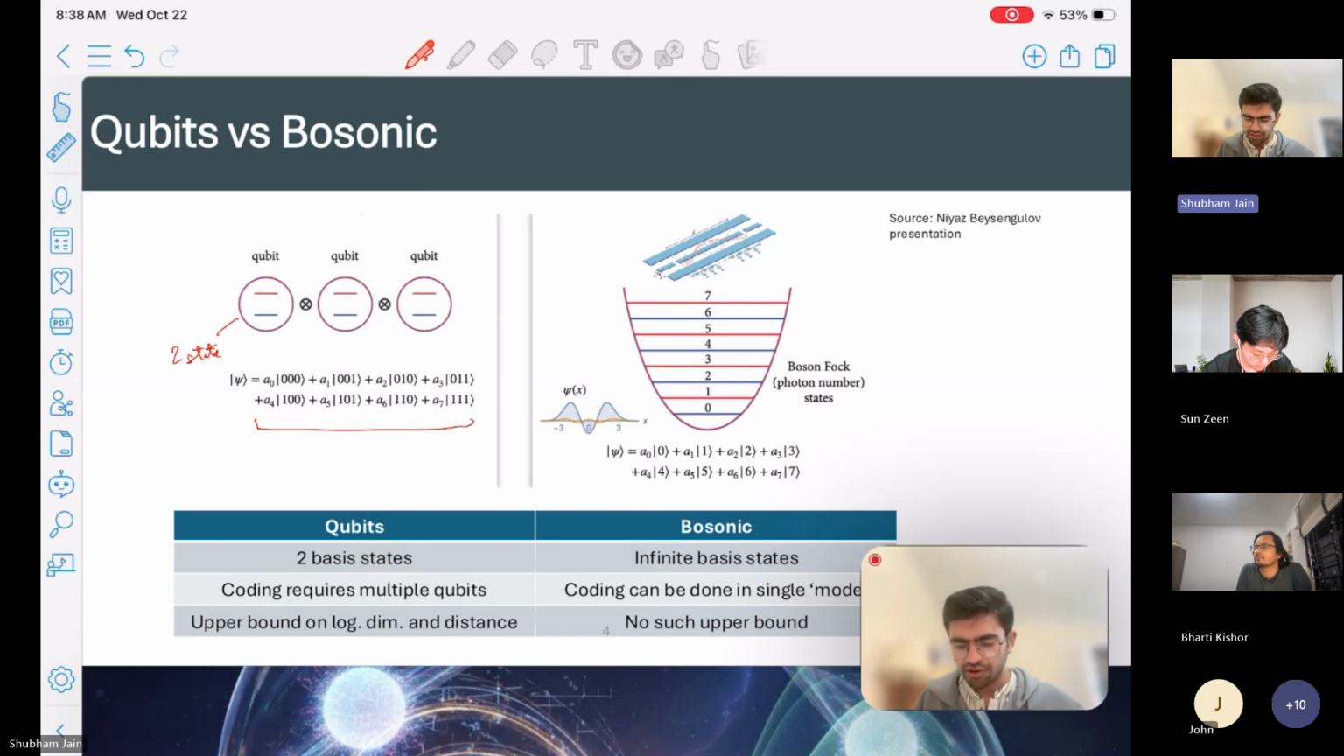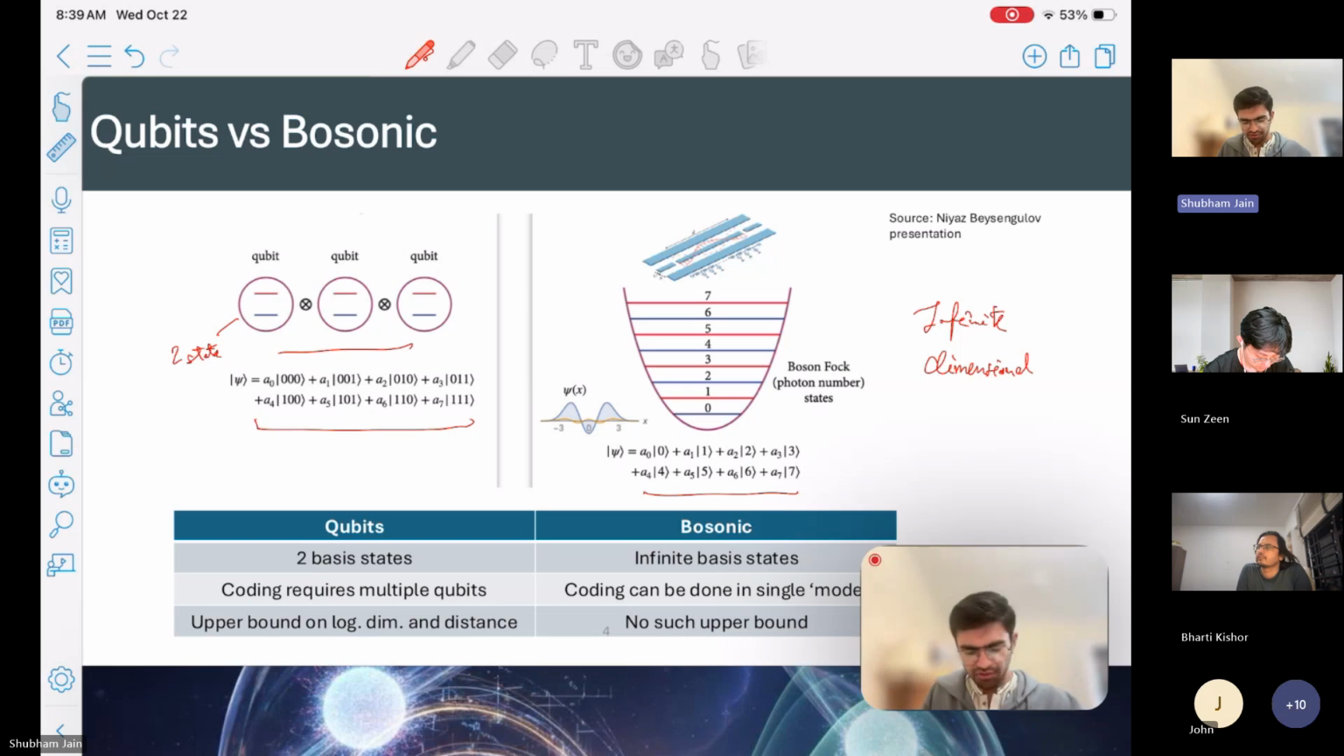Whereas a harmonic oscillator is inherently infinite dimensional. So in principle, you can encode any amount of information with any distance in a single harmonic oscillator. Now, how to control that information and how to manipulate this harmonic oscillator is a whole different challenge. But in principle, there's no upper bound on how much information you can encode in a single harmonic oscillator. So what this picture represents is that you need three qubits to have an 8-dimensional Hilbert space, whereas you can easily achieve this with just a single harmonic oscillator. And this is all summarized in this table.